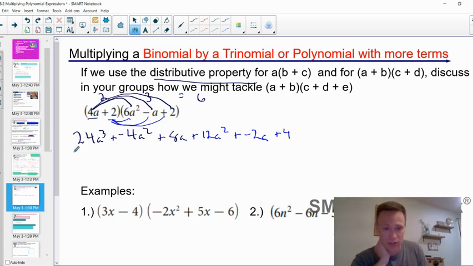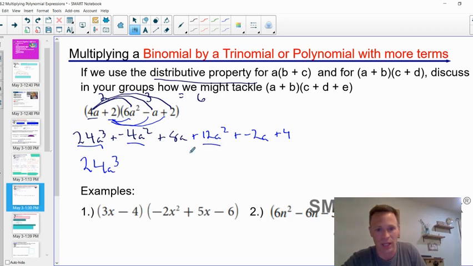And now I gotta look, do I have any like terms? So do I have anything I can combine a to the third with? The answer to that question is no, I don't. So it's 24a to the third. What about my a squareds? I got a squared there, and I got a squared there. I got 12 of them here. I got negative 4 there. That is going to give me a positive 8a squared.